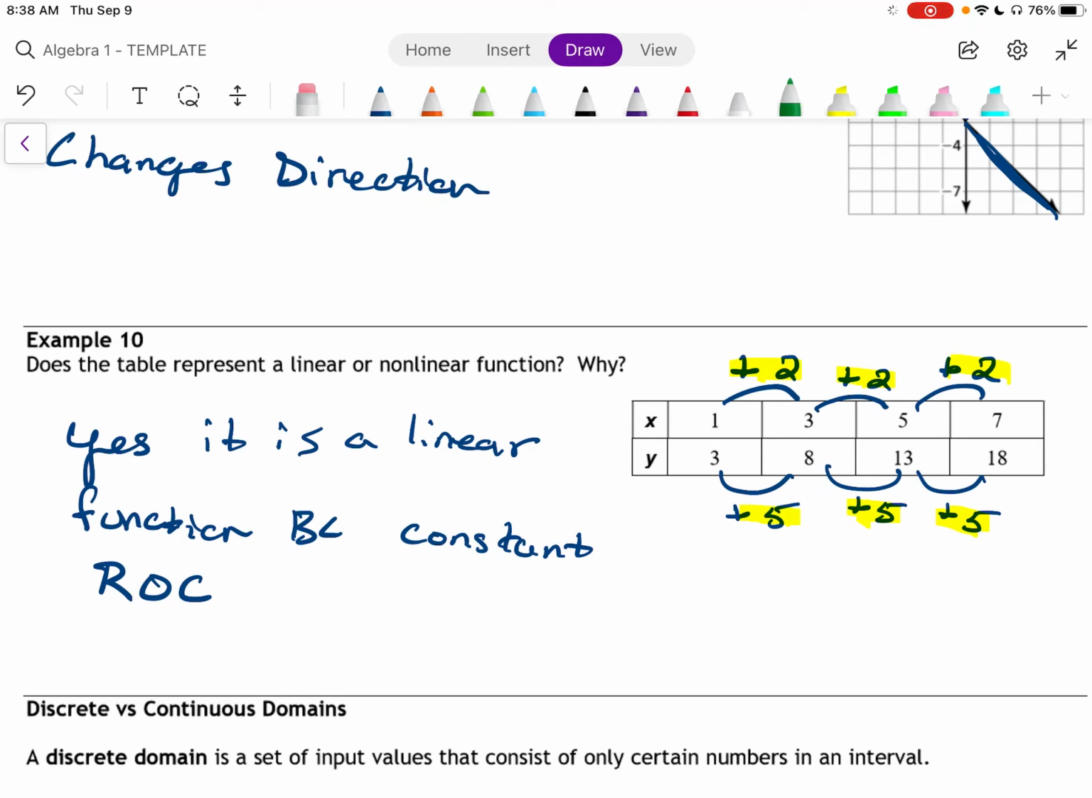Now, if this was maybe like a +3 or something for the x's, that wouldn't necessarily immediately mean that it's not a line, but we don't know how to deal with that yet. So what we're going to be looking for is the same changes for the x's, and the same changes for the y's.